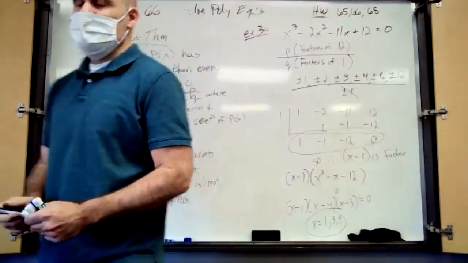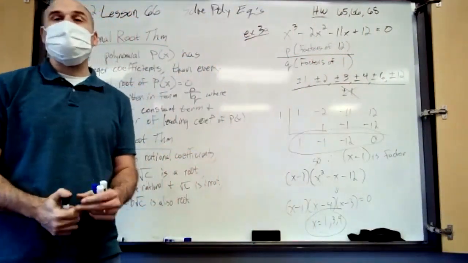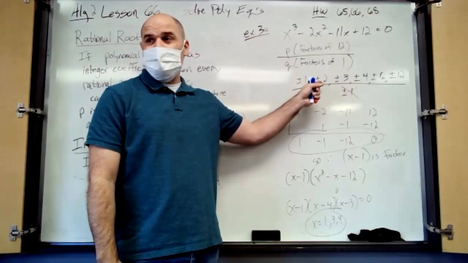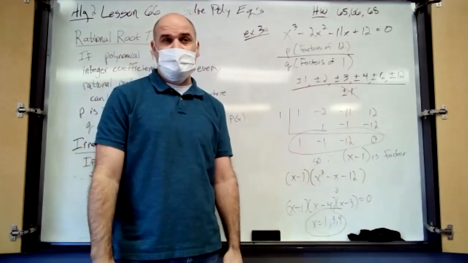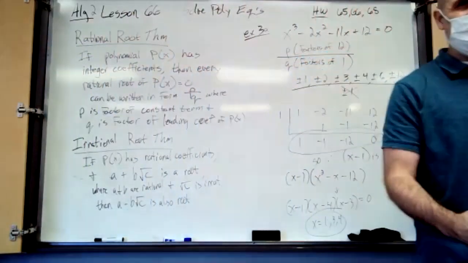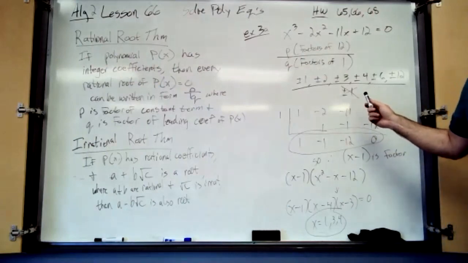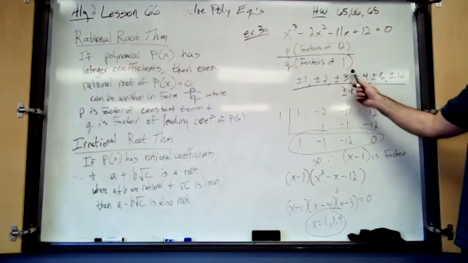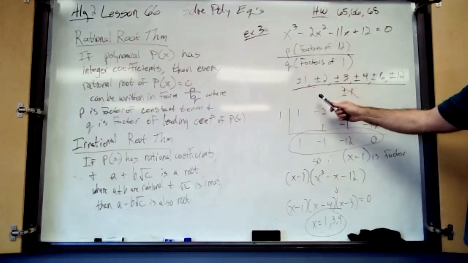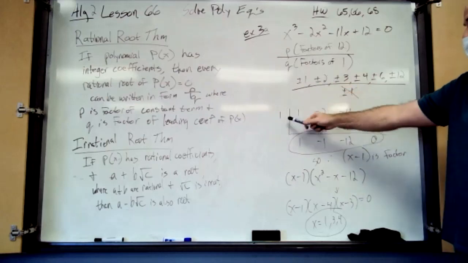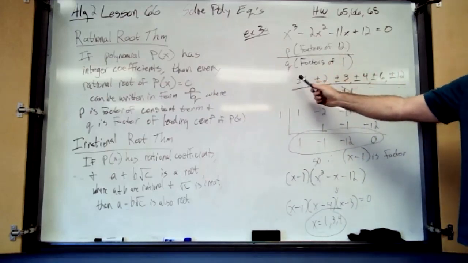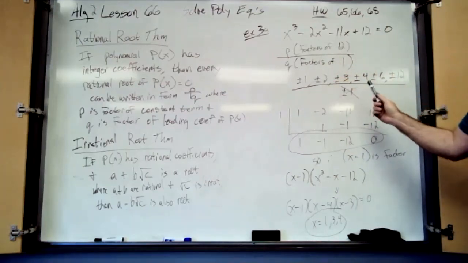Okay, so basically we just had to guess which number was a root. But this theorem narrowed down the possibilities to 12 different possibilities. So you just have to go through this list until you find one that works. So you can try 1, you can try negative 1, you can try 2, you can try negative 2. But it's got to come out of this group. There's only 12 possibilities of solutions.